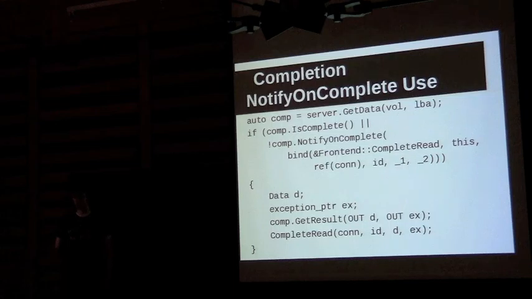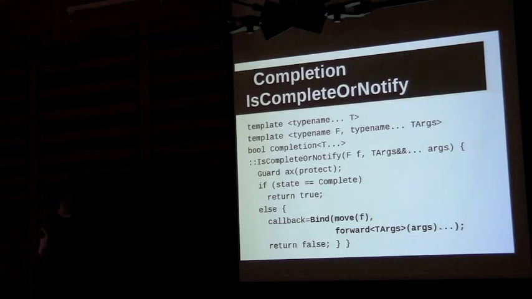The problem is that boost bind shouldn't be used in performance critical paths if you don't have to. The performance is not as good, I mean, it's not meant to be high performance code. So don't do it if you don't have to. So enter is complete or notified, which does everything wonderfully for you. Kind of this nested template stuff.